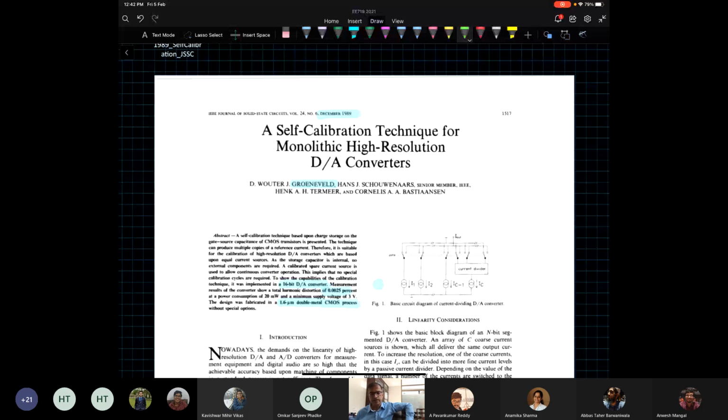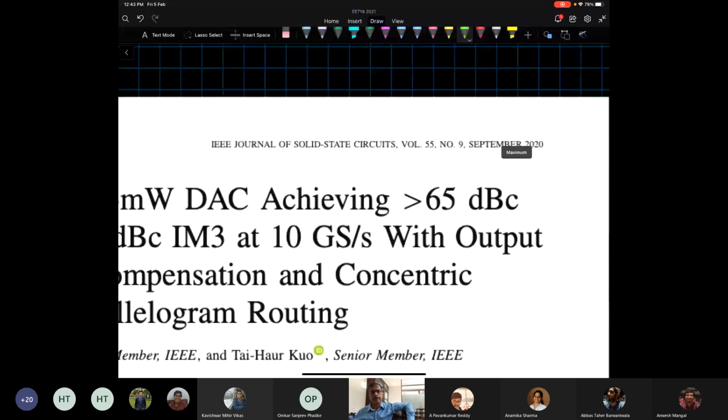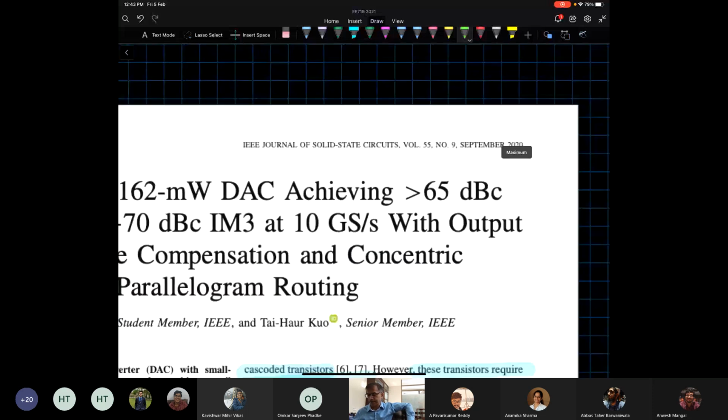The third one is an idea about something called output impedance compensation. It'll show up just a second, okay? Looks like it's not showing up. Okay, so you think that all the innovations in DAC have already happened a long time ago, right? 30, 40 years ago, 20 years ago, whatever. This is a paper from September 2020. So this is last year's paper. And they have come out with a neat idea. Anamika brought this to my attention, so I thought I'll show it to you.